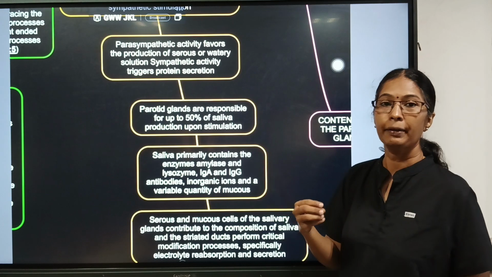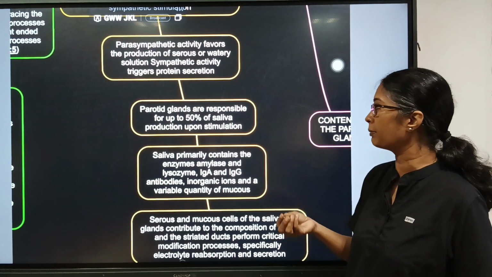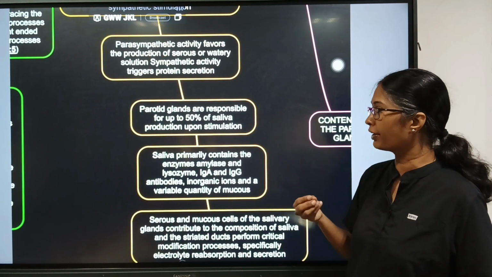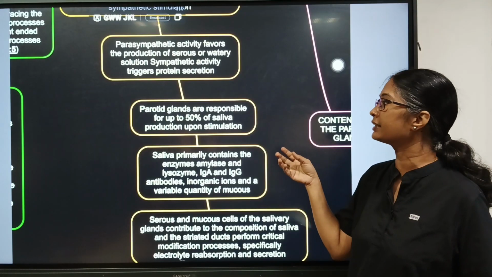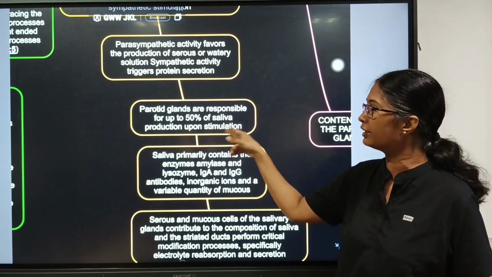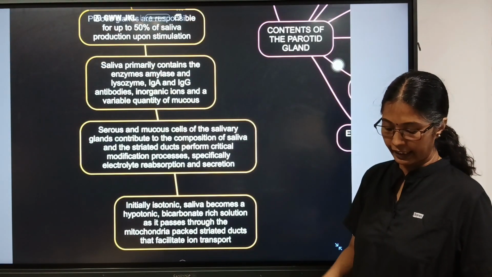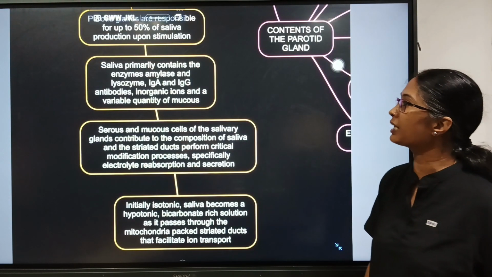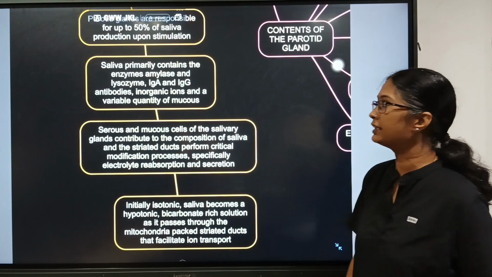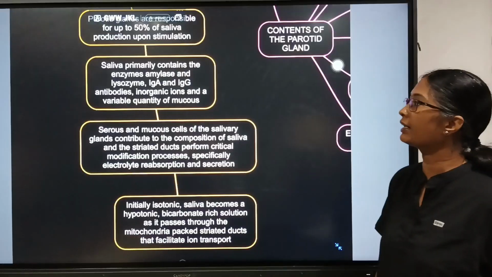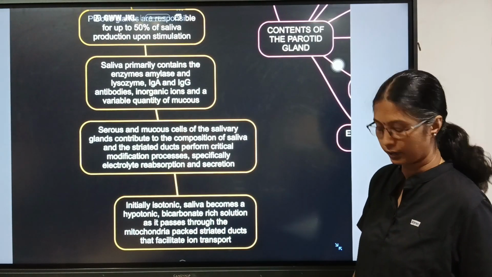Stimulation in the sense the parasympathetic system is stimulated by means of some food or some flavor, some smell. All those things are the triggers of salivation. So all those things will stimulate the parotid gland for 50% contribution. And the saliva primarily contains the enzymes amylase and lysozyme, IgA and IgG antibodies, inorganic ions and variable quantity of mucus.